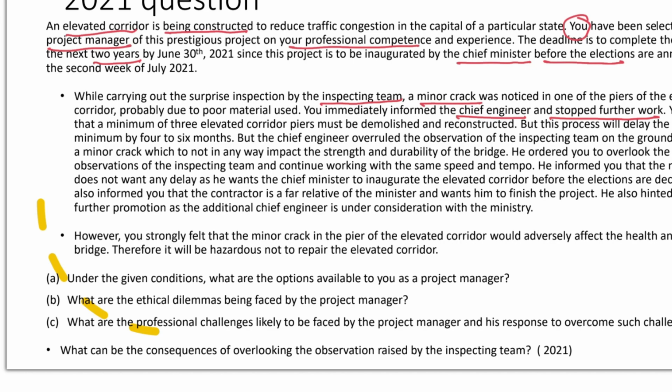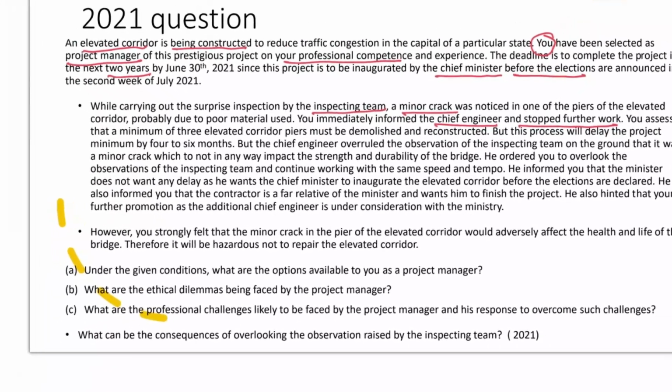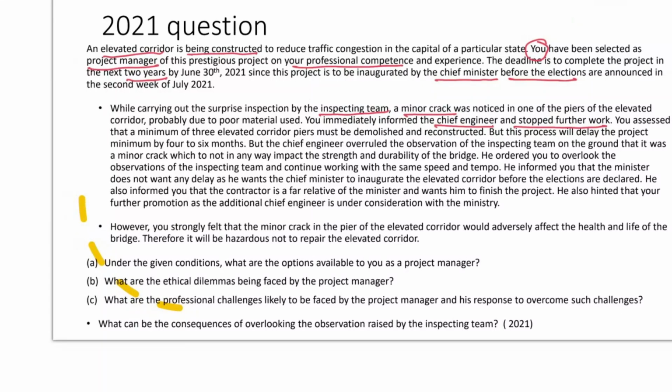You said that a minimum of 3 elevated corridor piers must be demolished and reconstructed, but this process will delay the project by a minimum of 4 to 6 months. But the chief engineer overruled the observation of the inspecting team on the ground that it was a minor crack which does not in any way impact the strength or durability of the bridge. He ordered you to overlook the observations of the inspecting team and continue working with the same speed and tempo.